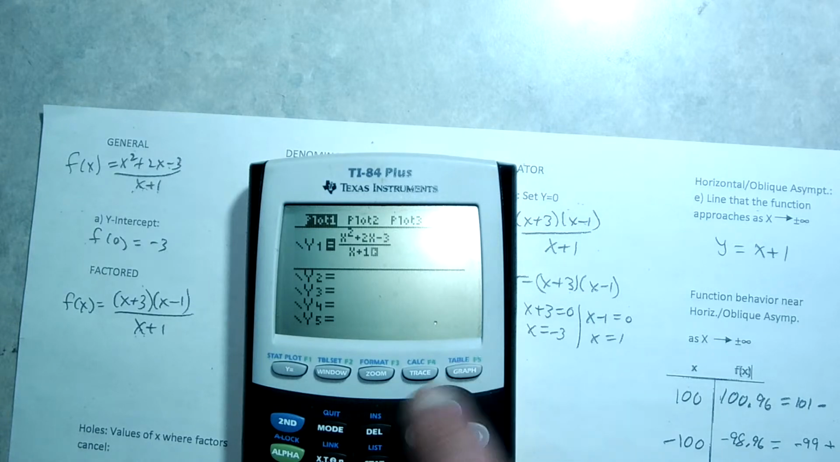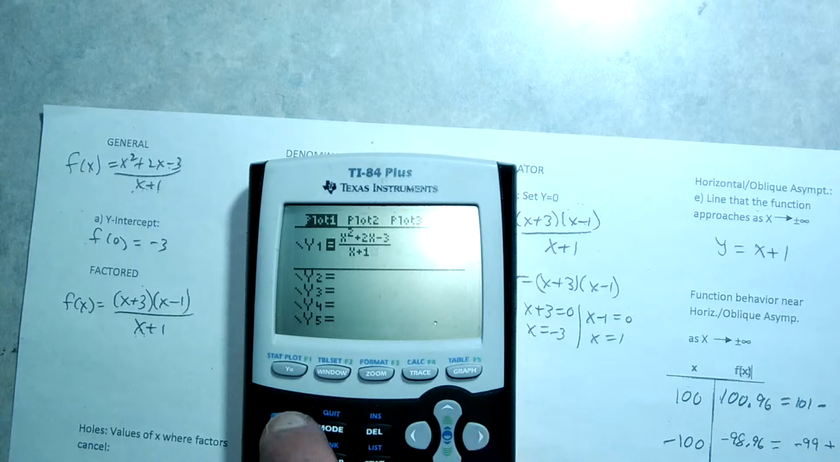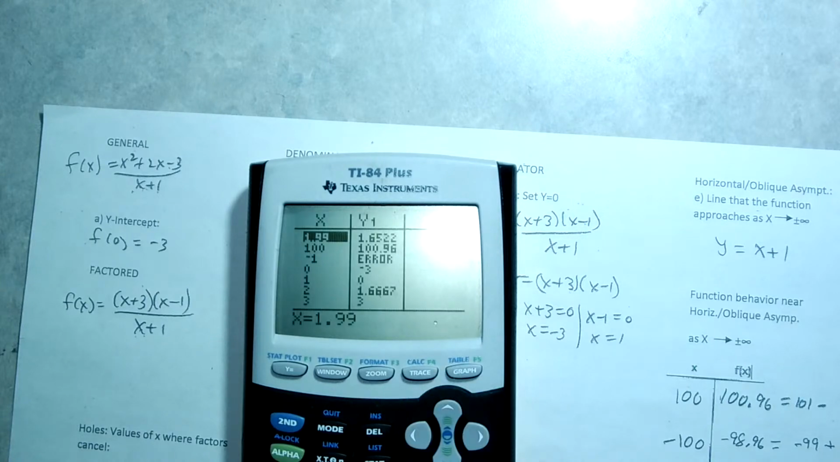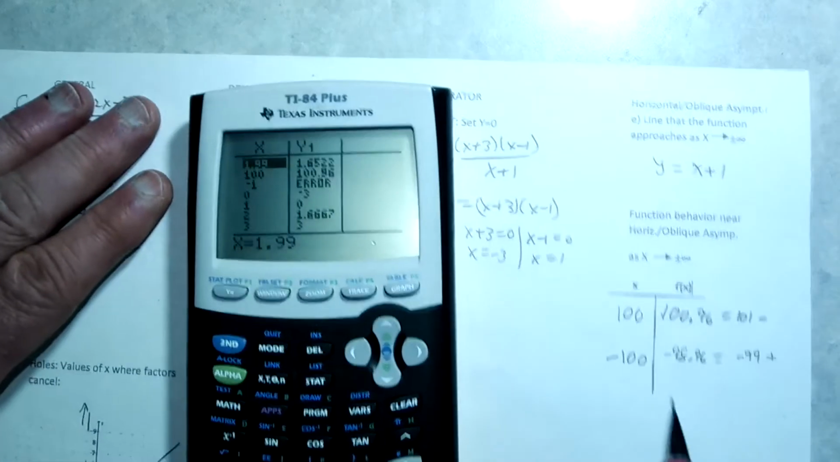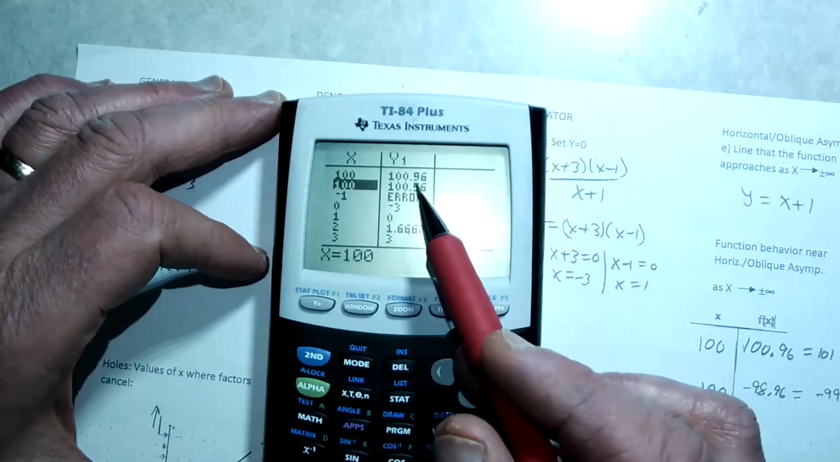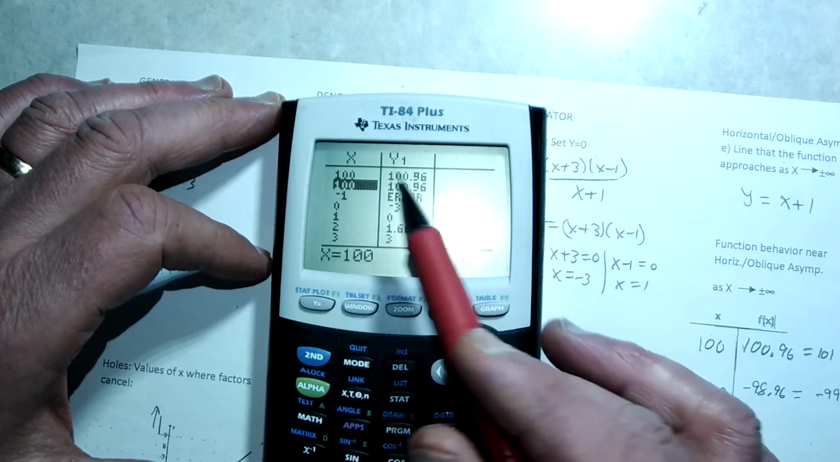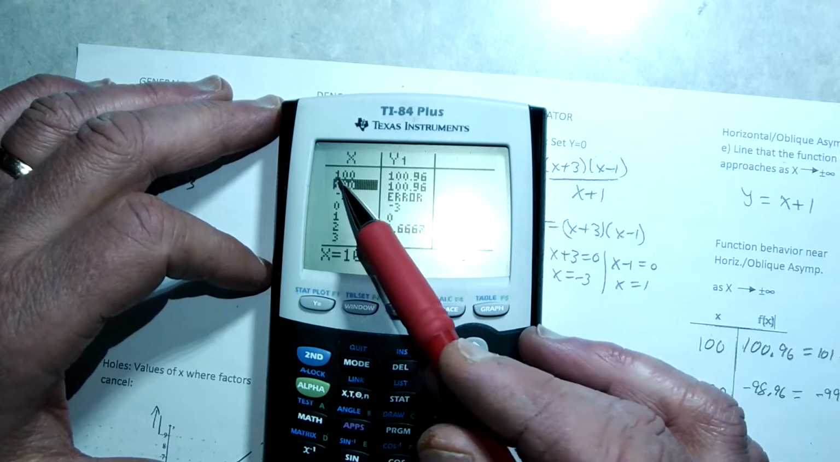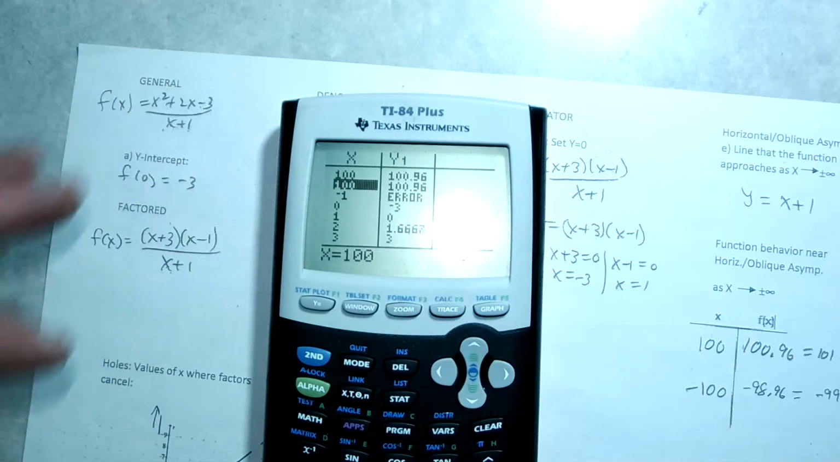Okay, and now what I could do is I could go to second table, and I could put in these big values. And let's see what happens here. So when I put 100 in, I get, and you can see I was in there earlier, these are some leftover values from another time. But when I put 100 in, I got 100.96.